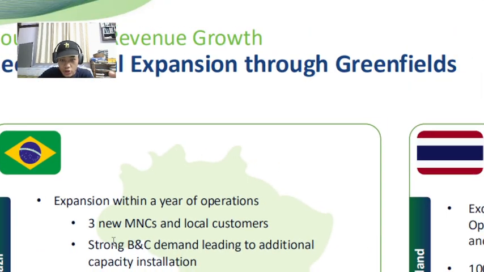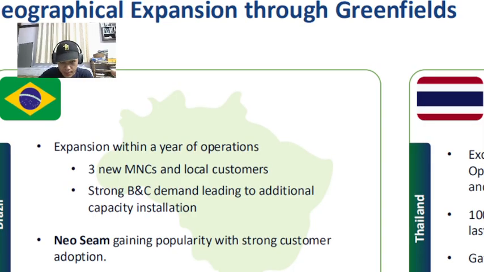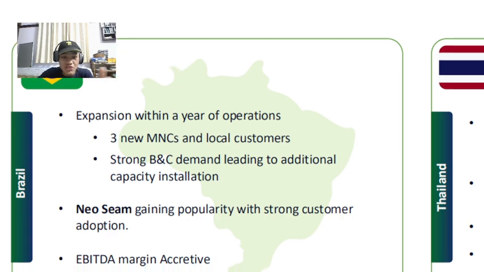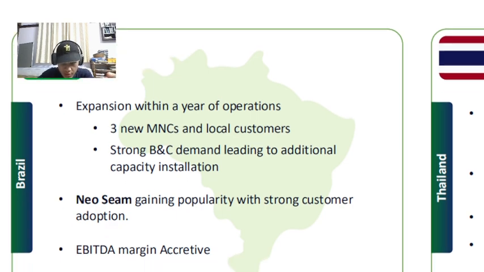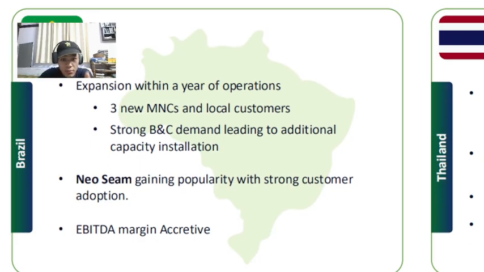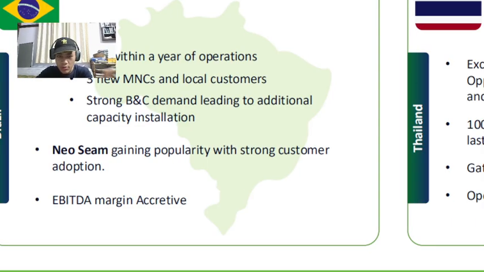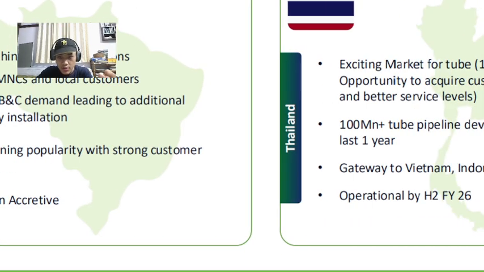Then, geographical expansions. So one is Brazil: within a year of operations, three new MNCs already added. NeoSeam, a new innovation product, seems to be gaining popularity. That's good. It seems they're introducing a new product and it's actually working, which is very nice. And it's EBITDA margin accretive. It's adding more, margin is increasing.